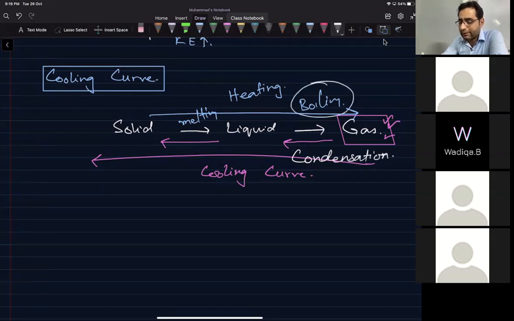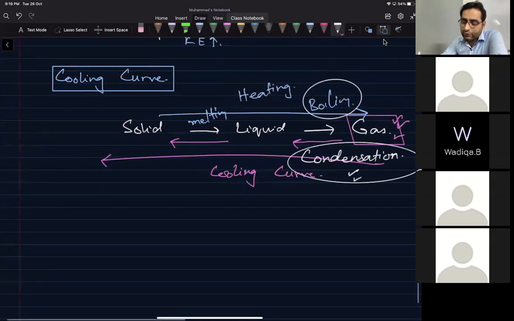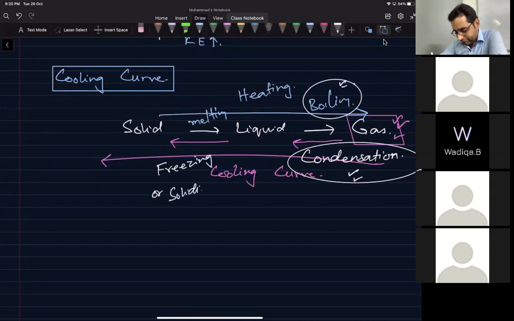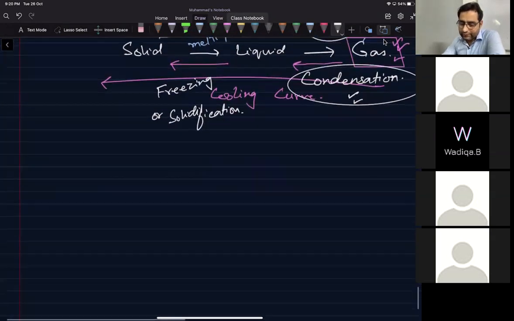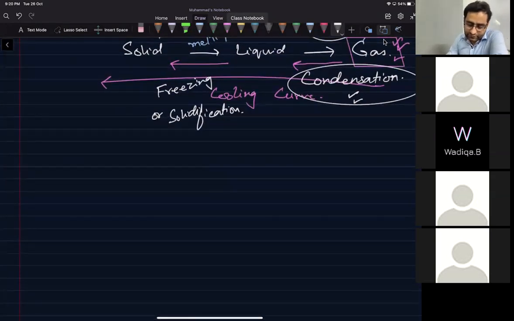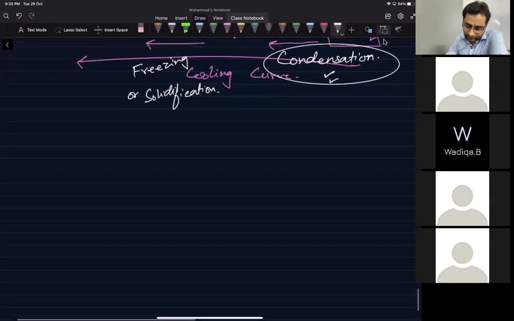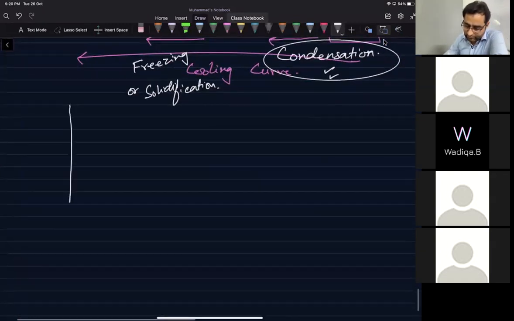Condensation and boiling occur at the same temperature, but condensation occurs upon cooling and boiling occurs upon heating. The next step is freezing or solidification. In the cooling curve, temperature will start from the top. This is our cooling curve.